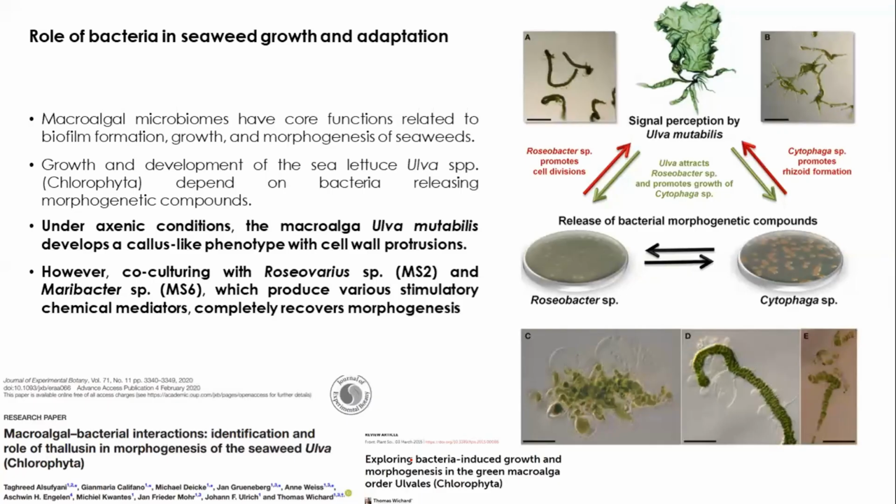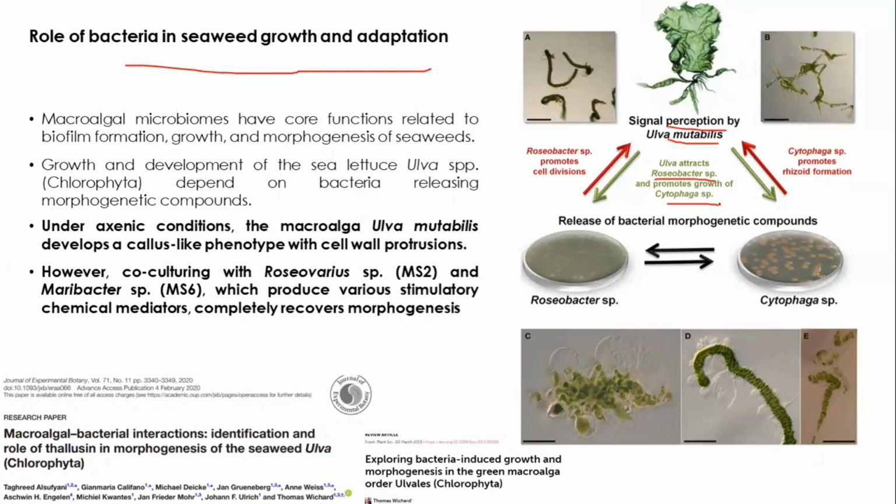Apart from that, there is the same research group in collaboration. So in Europe, this is a multi-million euro project going on between 17 different research groups. They have found that the bacteria is also involved in the proper morphological development of the most common seaweed, that is Ulva. What is happening is that there are two groups of bacteria, that is, two species. One is Roseobacter, another one is Cytophaga.